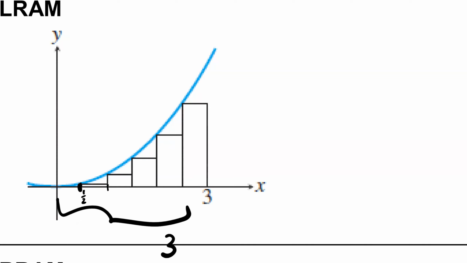This is a half. Here's 1, 3 over 2, 2, 5 over 2, and then we have 3.